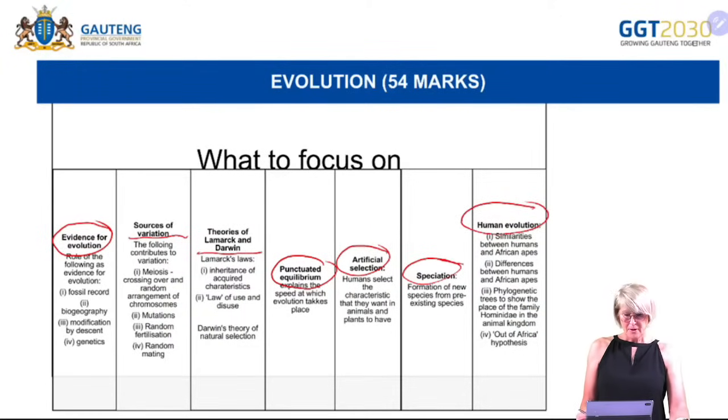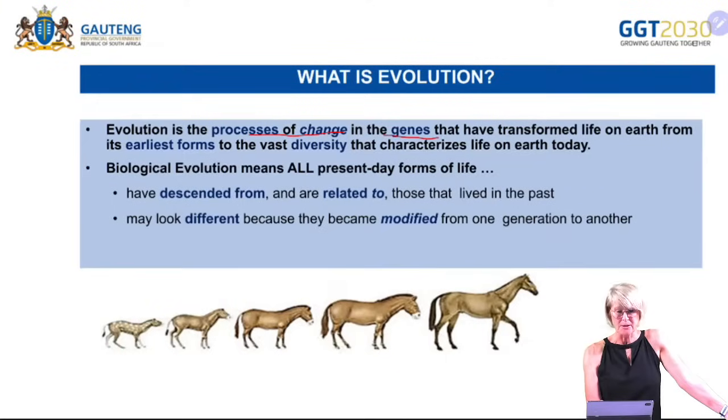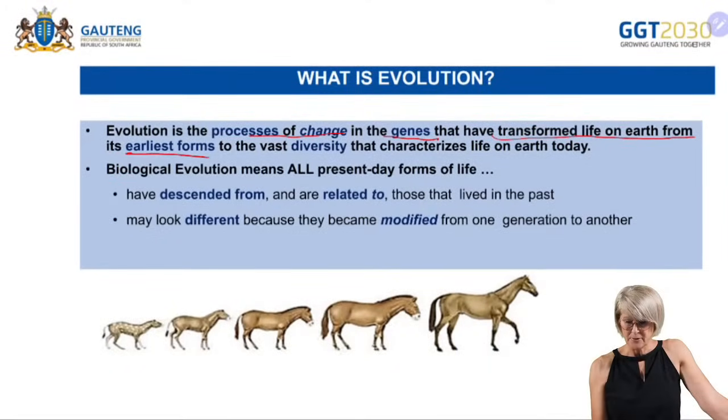Okay. Right, so let's start off with defining the concept. What is evolution? It's important that we understand what evolution is. It's a process of change, and the change occurs in the genes. That's very important. It's mutations and changes in the genes that drive evolution. Those genes have transformed life on Earth from its earliest forms to what we know life as today.